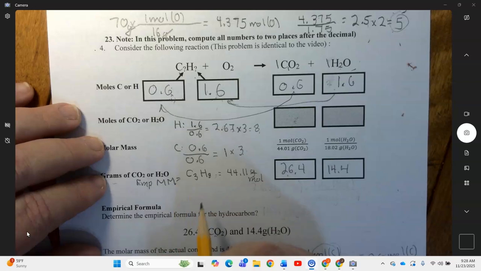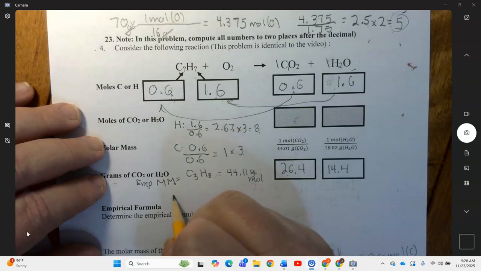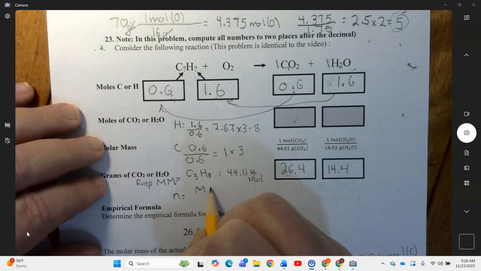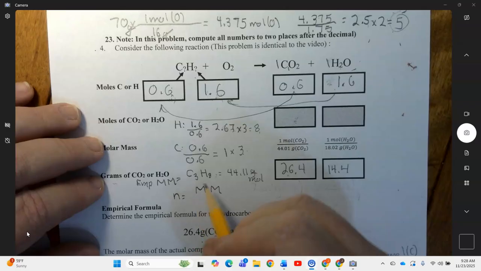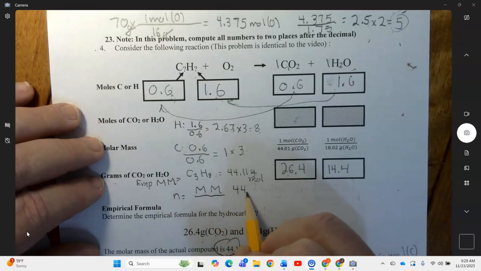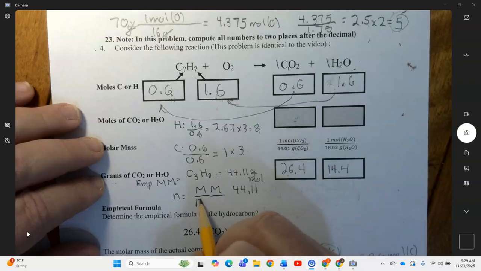Then you make a ratio, you find your N. N is the ratio of the molar mass of the actual substance, and I give that to you right here. Okay, and so that's going to be 44.11. Okay, and the empirical molar mass over the empirical molar mass, and we just calculated that's 44.11.